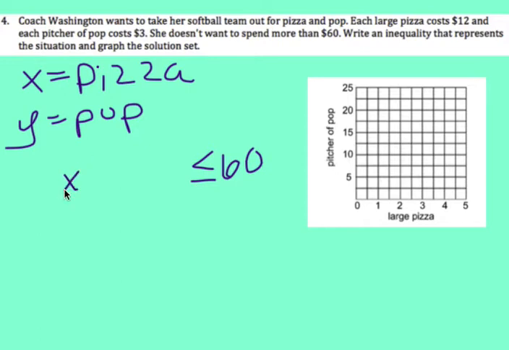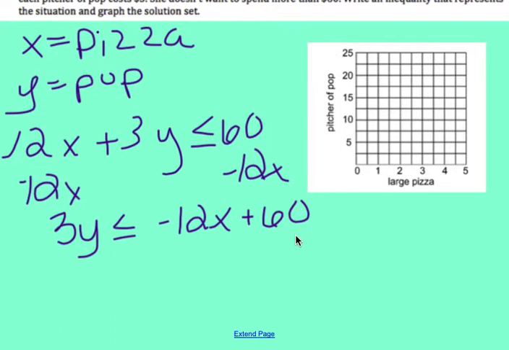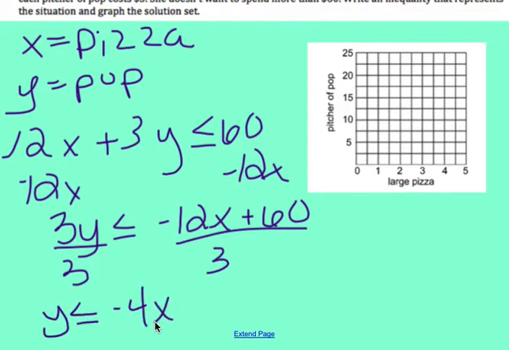So X represents pizza. And so for every X pizza I buy, it's going to cost me $12. For every Y pop that I buy, it's going to cost me $3. Okay? So now let's go ahead and solve this for Y. So I'm going to start by subtracting 12X from both sides. So then I get 3Y is less than or equal to -12X plus 60. So then from here, divide both sides by 3, and I get that Y is less than or equal to -12 divided by 3, which is -4X, and 60 divided by 3, which is 20.